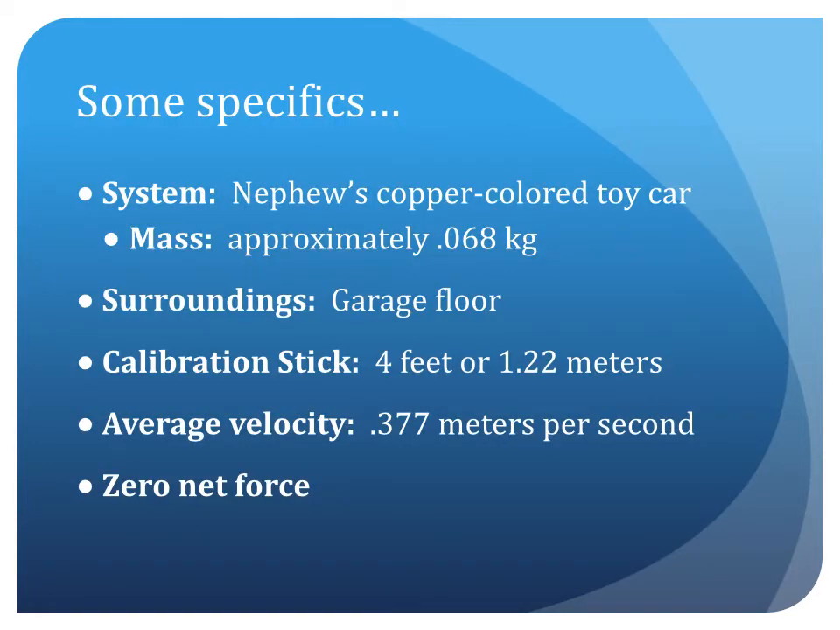Here are some specifications about this experiment. The system was the toy car, whose mass was about 0.068 kilograms based upon average measurements of toy cars. The surroundings were the garage floor, where the car moved along. The calibration stick for the Tracker software was 4 feet in length. The average velocity of the car, found from using the motion and time data from the first 2 frames of the experiment, was found to be 0.377 meters per second. And our assumption was that there were no net forces acting upon the car.